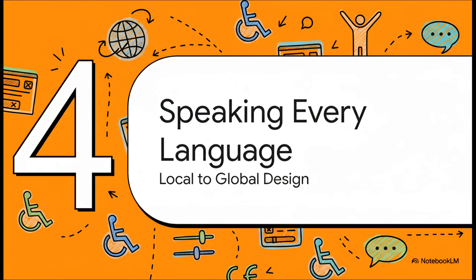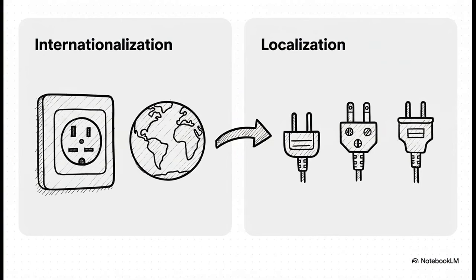Okay, we've gone from the tiny Lego blocks to the individual person, to their device and their context. Now for the final zoom out, to the entire globe. How do you build a product that feels just as intuitive and natural to someone in Tokyo as it does to someone in Berlin or Cairo? This is where we get into two big ideas: internationalization, or I18N for short, and localization, or L10N.